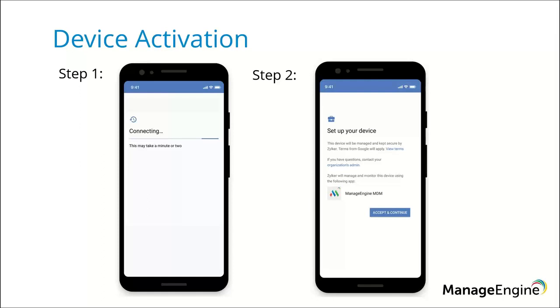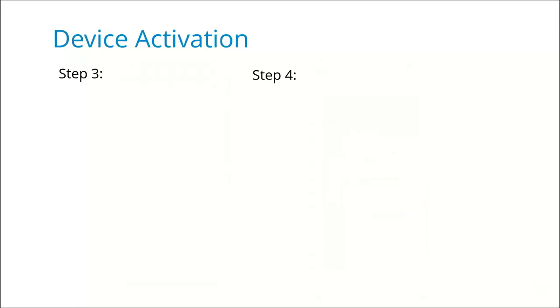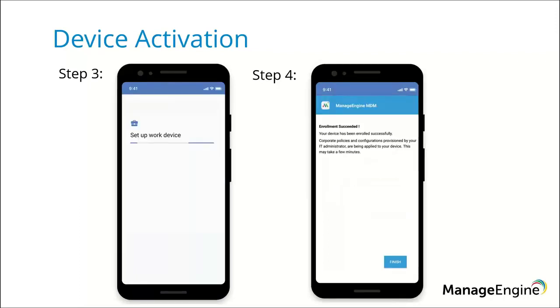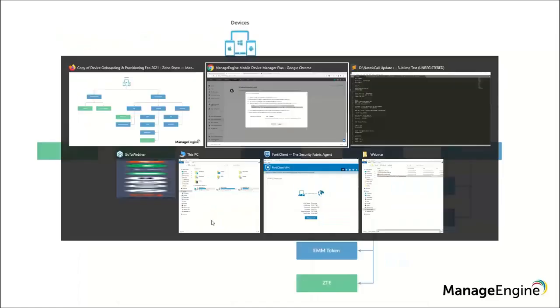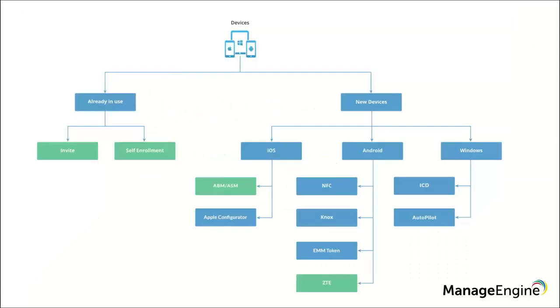So the users will never have an option to skip it. The user needs to accept and continue. Once that is done, it will set up the work account on the device and the enrollment will be completed. So this is how you onboard the devices via the Zero Touch portal as well. These are the enrollment methods we have within our solution. Like I said, there are around 10 methods of enrollment we have.